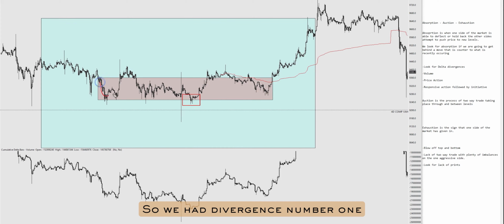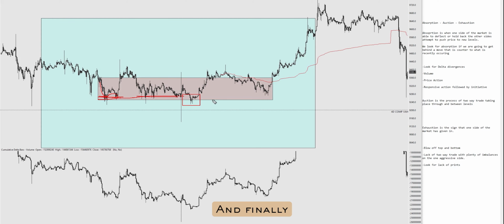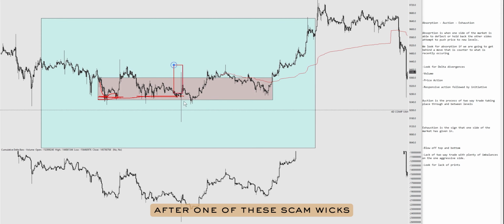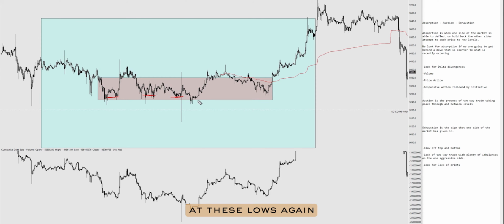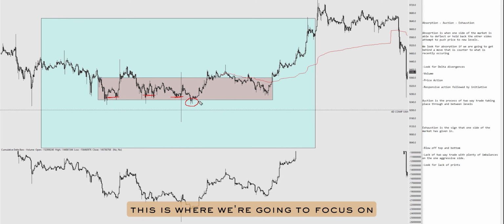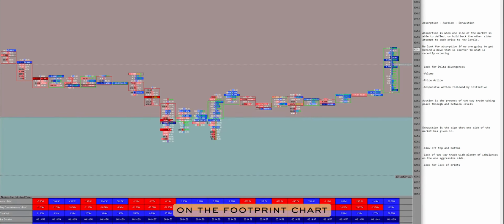So we had divergence number 1, the setup for divergence number 2, and then what you want to see is sort of the same pattern that you'll look for within a swing failure, where you break the level. Okay, so here we have a level that is pretty cleanly defined, and finally, after one of these scam wicks, one of these liquidation wicks, it looks like we're getting a clear break. We're breaking below microstructure. We're making an attempt at these lows again. Okay, so at these lows, this is where we're going to focus on. So we'll go to that on the footprint chart, and this is the activity that we see.